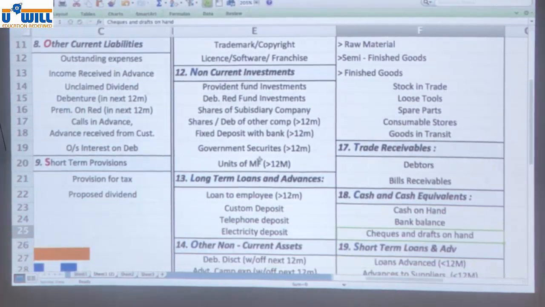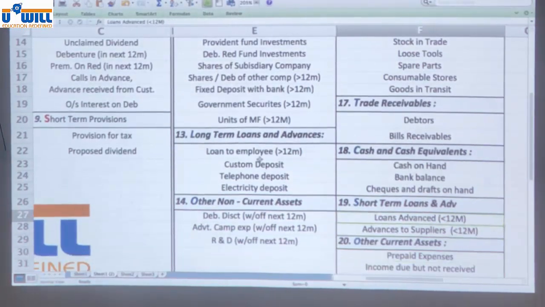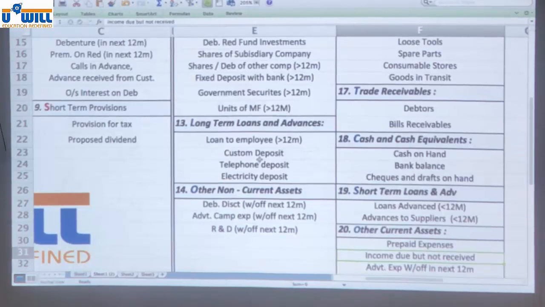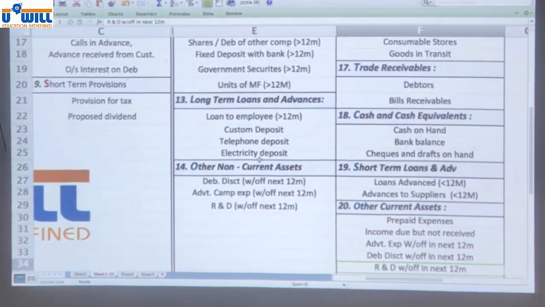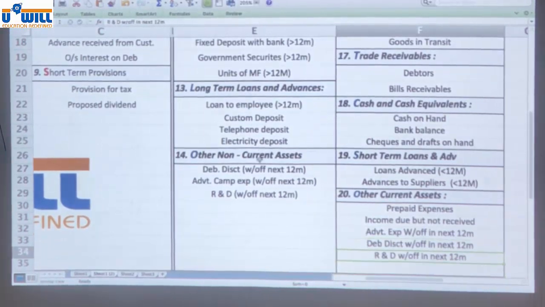That means a check has come to you which you have not yet deposited in the bank. So we cannot say the bank is the receiver because it has not yet gone to the bank. So we say checks on hand. Then we have short-term loans and advances. A loan given to someone for less than 12 months, advance to supplier less than 12 months. Then other current assets, which come in the adjustments of our final accounts: prepaid and income due but not received. And then advertisement expense written off in the next 12 months, debenture discount and research and development.